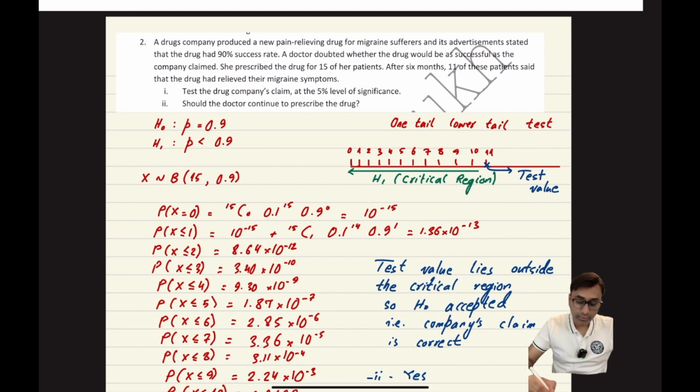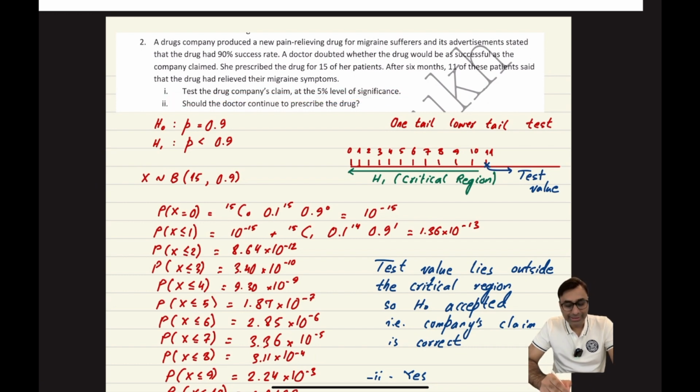Let's have a look at one more final example. A drugs company produced a new pain-relieving drug for migraine sufferers, and its advertisement stated that the drug had a 90% success rate. A doctor doubted whether the drug would be as successful as the company claimed. She prescribed the drug for 15 of her patients, and after 6 months, 11 of these patients said that the drug had relieved their migraine symptoms. We have to test the company's claim at the 5% level of significance.